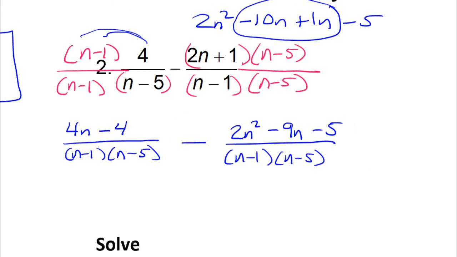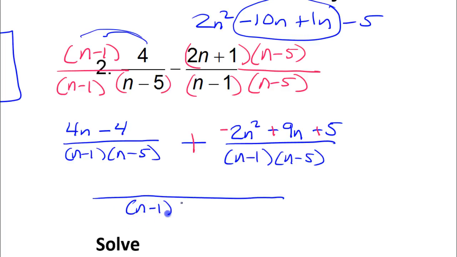So now would be a good time to distribute this negative sign. I'm going to change this to a plus and then take that negative sign and move it through the numerator. That's the part that students forget to do. You have to distribute that negative sign and change all the signs. Now you can combine like terms.